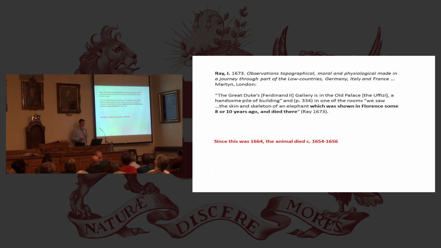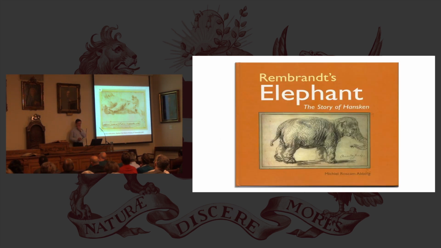And indeed Ray, in his account of his travels, I showed this before but I didn't particularly highlight it, said, this was 1664 when he and Skippon were in Florence, that the elephant was shown in Florence some 8 or 10 years earlier and died there. Since he was writing that about 1664, it means the animal must have died in 1654 to 1656, if that information is correct. So this illustration of a dead elephant in Florence in 1655 seems very likely to be the one that became the skeleton and became the type specimen.